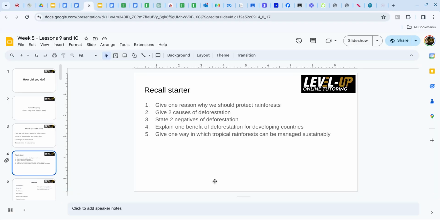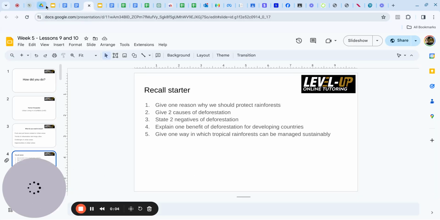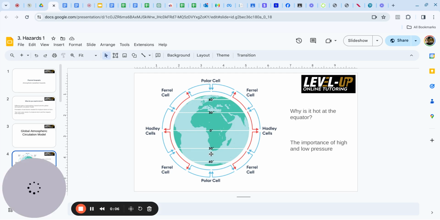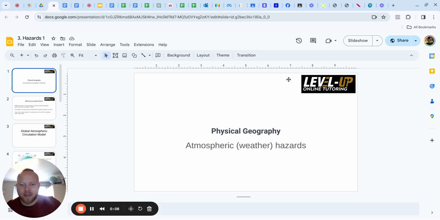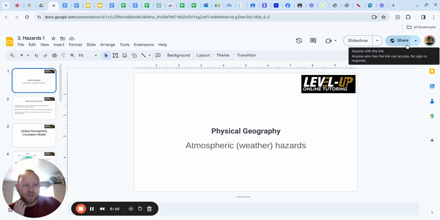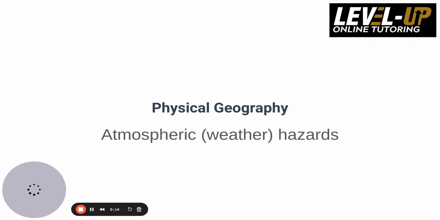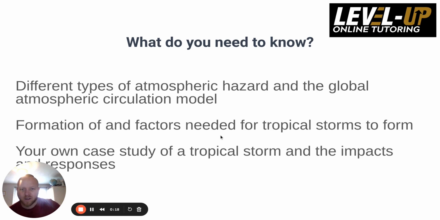Okay, so what we are going to look at now are weather hazards. We should be calling these atmospheric hazards if we want to sound very geographical and use correct terminology. What we need to know is the different types of atmospheric hazards and something called a global atmospheric circulation model, which is fairly tricky, but I'm going to help you understand it.